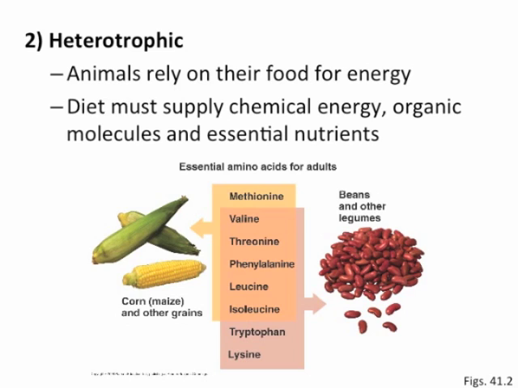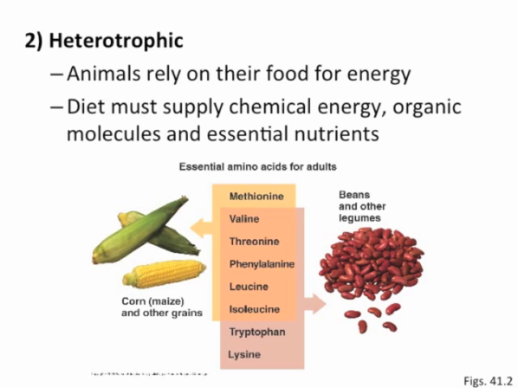So number one was multicellular. Number two, animals are heterotrophic. So they do not make their own food. Instead, they rely on eating food. So they rely on their food for energy, and that food needs to come from diet, from ingesting things. The diet supplies chemical energy, organic molecules, and essential nutrients.